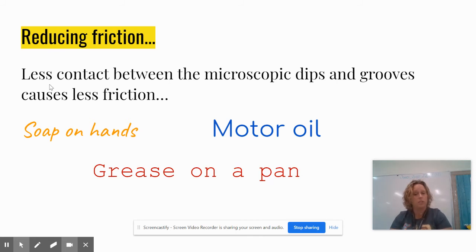It's causing less friction. Motor oil in a motor, same exact scenario. You've got oil in a motor to cause less friction. Friction in a motor is not a good thing. And another example would be grease on a pan. All right, so that's our lesson for today.